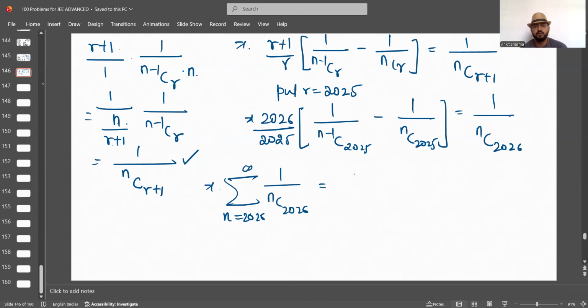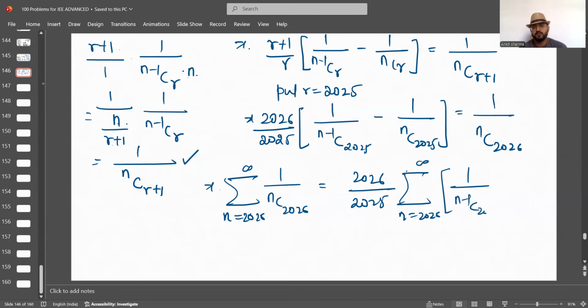Now I can write down 2026 over 2025, and then sigma n equals 2026 to infinity of 1 over (n−1)C2025 minus 1 over nC2025. This is what I have. Now if I consider this portion, then this is actually a telescoping property.